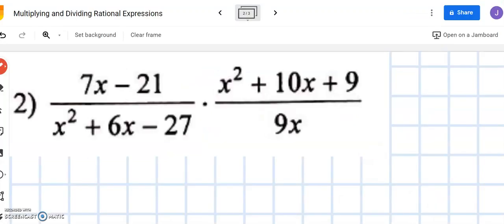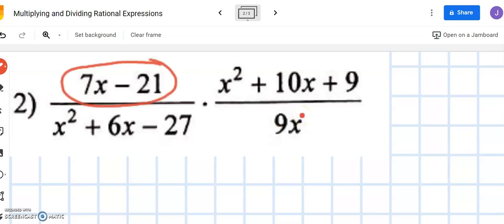So looking at this example right here, I noticed that it's multiplication in the middle, so that means I don't need to flip any of the fractions. At the same time, if I want to simplify this, I'm going to want to break down the pieces of the fraction into factors to see if there's anything that I can cancel out in order to reduce these fractions.